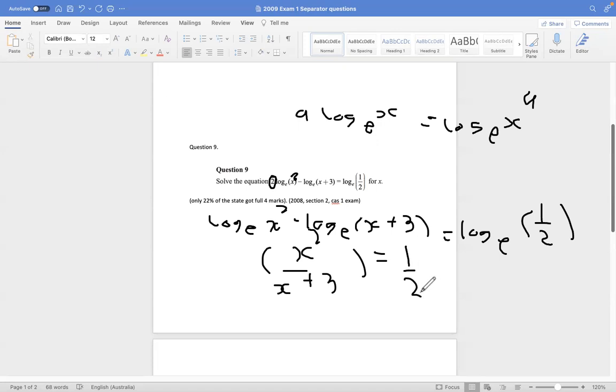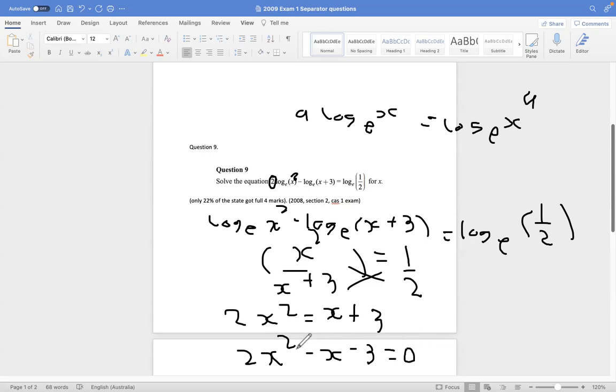And what I can do next is cross multiply. The reason why we leave the log as the same and these are equal is because they're in the same format. So now we can cross multiply: cross this to here and this to here. So we have 2x squared equal x plus 3. So we have 2x squared minus x minus 3 equals 0.